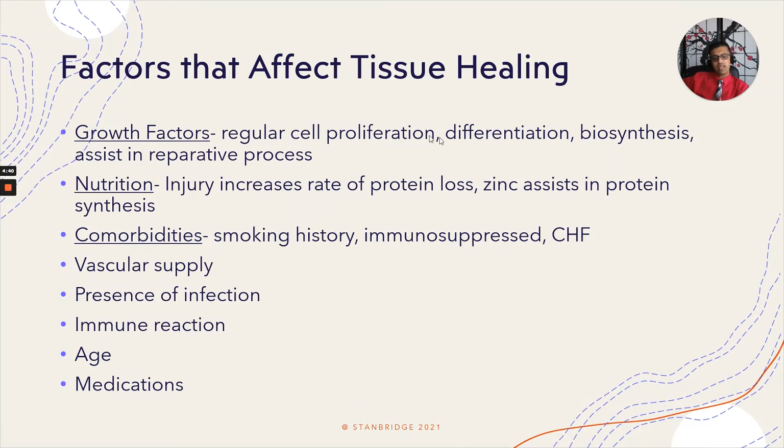Now, factors that affect tissue healing. There's a lot of things that can affect tissue healing. Growth factors, regular cell proliferation, differentiation, and biosynthesis assist in the reparative process. Nutrition, how healthy you eat. Injury increases the rate of protein loss. Zinc assists in protein synthesis. So having a good diet: fruits, vegetables, protein, vitamins. Comorbidities, smoking history, immunosuppression, CHF. Vascular supply, presence of another infection, immune reaction, age, and medications all play a role in healing.